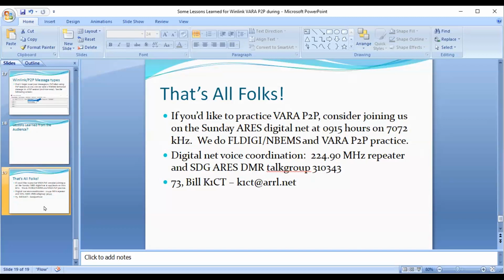And you can join the roughly half dozen or so of us that get together and exchange the ICS 213 messages by either of those two modes, and keep our systems and our training up to speed so we're ready to be able to send messages. And that's all I had, unless there's any questions. If you want to send me an email, k1ct@arrl.net, be happy to engage on any questions afterwards.